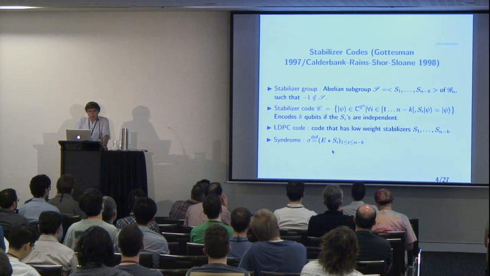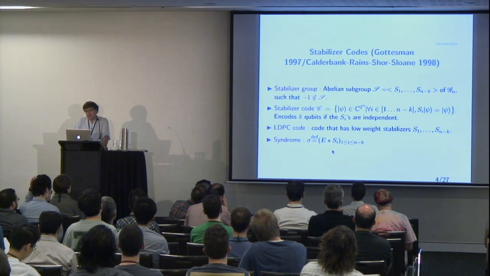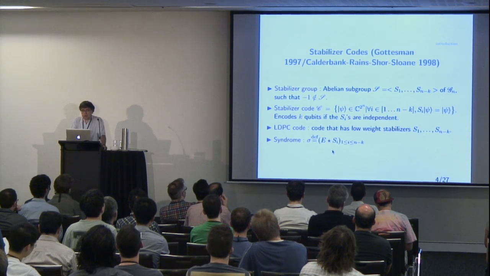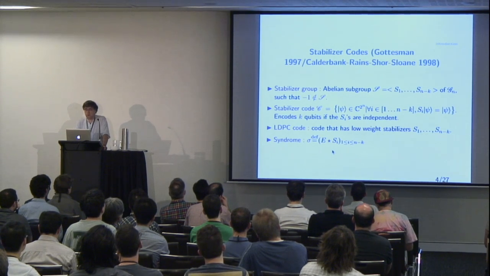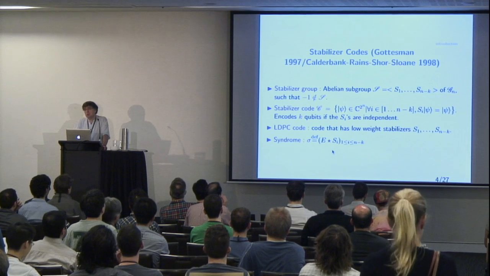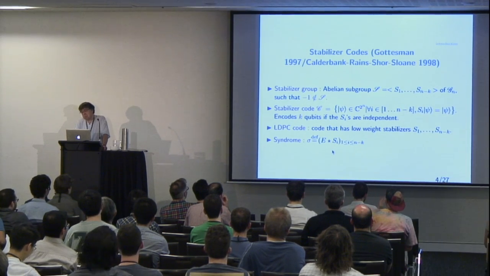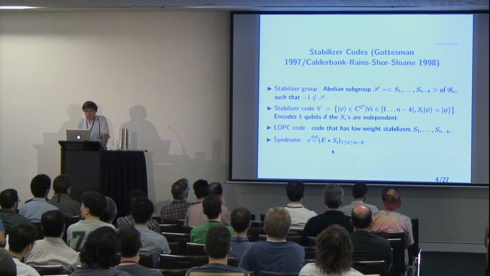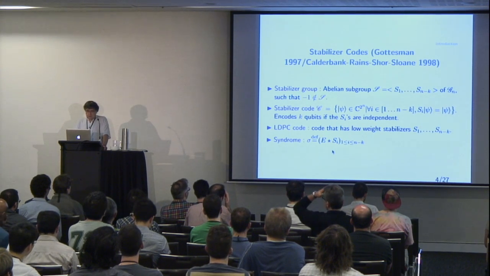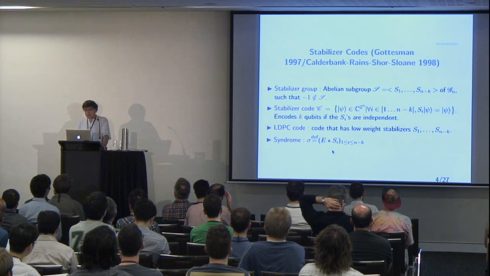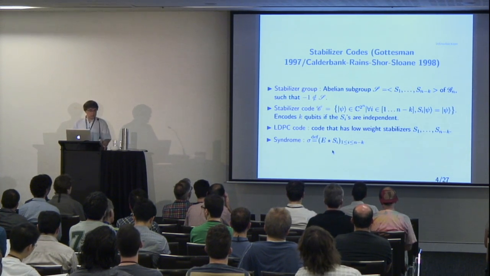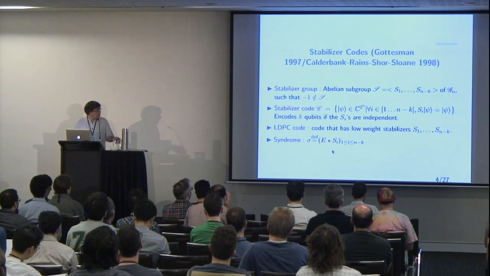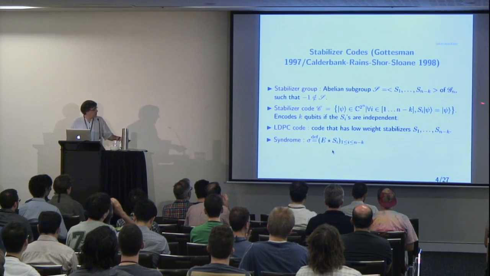And quantum LDPC codes are just defined from this Pauli group in the following way. They are stabilizer codes, so it's Gottesman, Calderbank, Rains, Shor, Sloane. So you take an abelian subgroup of this Pauli group. Let's say you choose n minus k elements which are independent and such that this stabilizer subgroup does not contain minus identity. In this case, the code defined from this is of dimension 2 to the k and can encode k qubits, just by the set of states which are stabilized by the stabilizer group elements.